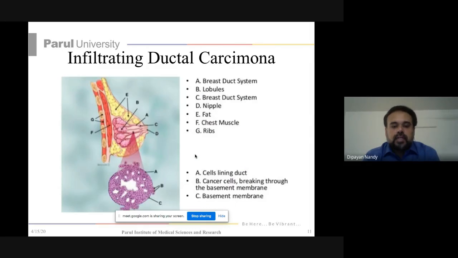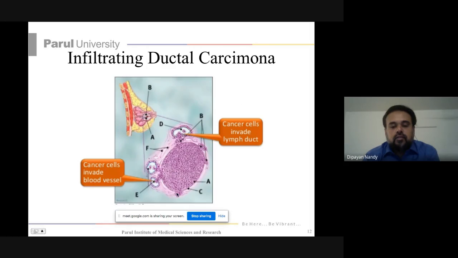Going further, as I told you, the same DCIS, once it starts breaching the membrane, becomes an infiltrating carcinoma. As you can see in this diagram, the cells have started breaching the membrane and coming out, so it becomes an infiltrating ductal carcinoma. Further, when these cells breach and enter a lymphatic channel, that is when they can travel through the duct, spread to the lymph nodes and involve the axillary lymph nodes.